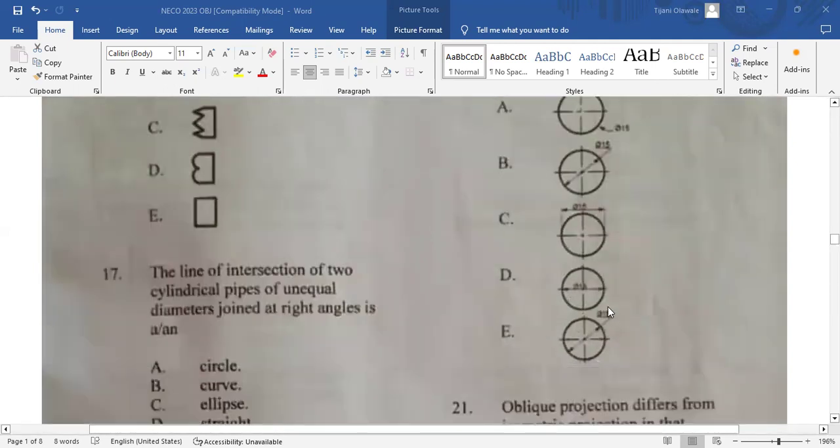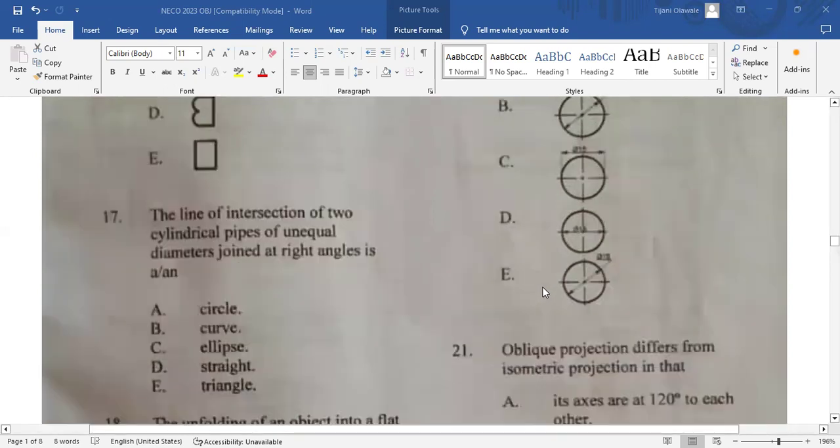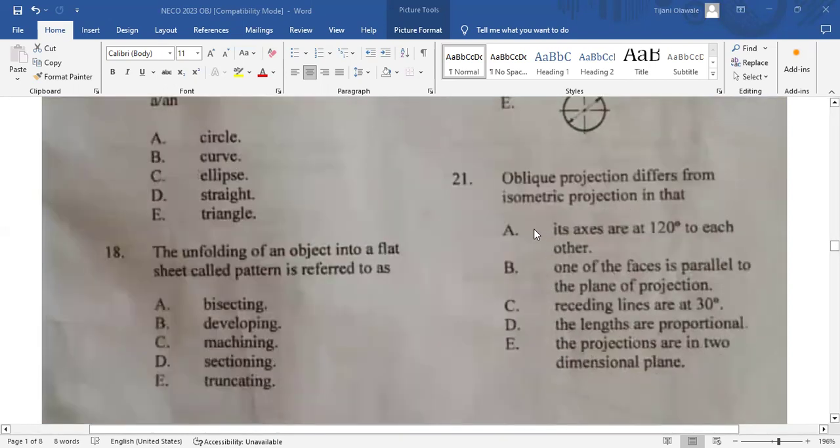Then question 20, which of the following methods of dimensioning circles is not correct. The answer to this question is option D that we have here. It's not a right way of dimensioning a circle. Then question 21. Oblique projection differs from isometric projection in that one of the faces is parallel to the plane of projection. So option B is the answer to this question.